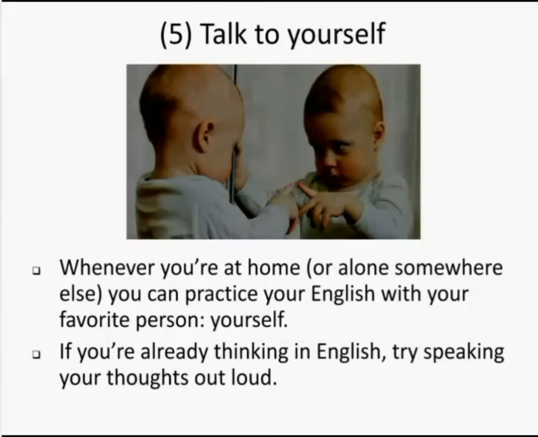The 5th one is talk to yourself. Anyway, you need a partner to improve the English language, because you have to speak it out. If you don't have a good partner who doesn't mock you when you make an error, don't worry, just go to the mirror and talk to the mirror. That is, talk to yourself. Whenever you are at home or alone somewhere else, you can practice your English with your favorite person, that is yourself. So talk to yourself.